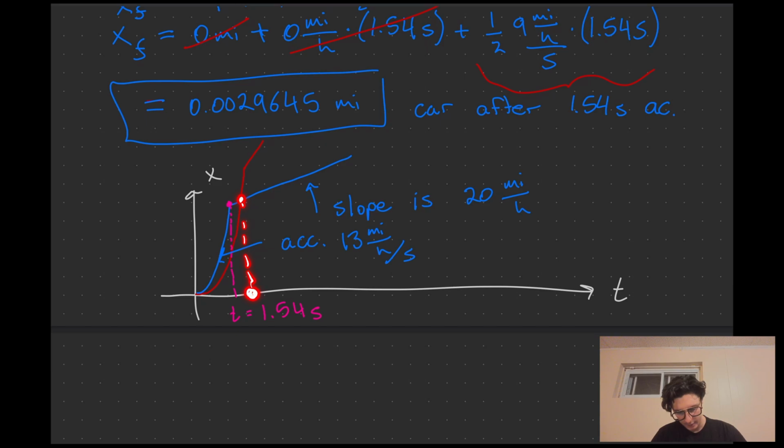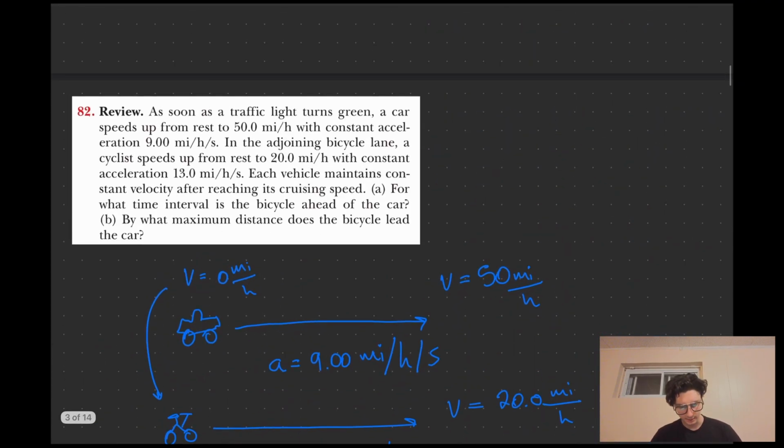This is the value in time we have to find, where their positions are equal. So this is very important. The positions here of the car and bike are equal. And when they're equal is when we are looking for this time step, to answer part A: what time interval is the bike ahead of the car?